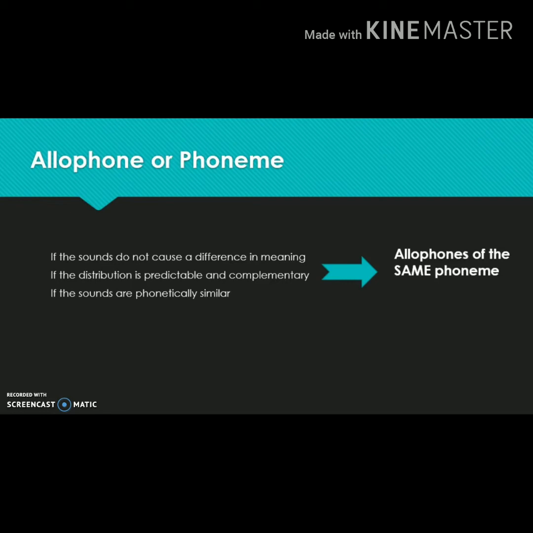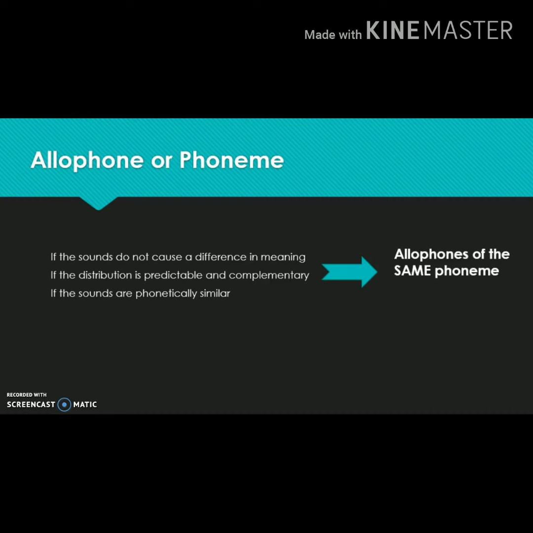So if you want to find out if something's an allophone or a phoneme, you think about if the sounds do not cause a difference in meaning, if the distribution is predictable and complementary, like we saw with phoneme k, we can predict where the other variant's going to be. And we also expect the sounds to be phonetically similar, right? Because we wouldn't want it to be completely different. We just had one little change. It just moved a little bit forward in the mouth, but the voicing and the manner stayed the same. So if you have all those things, those sounds are allophones of the same phoneme.